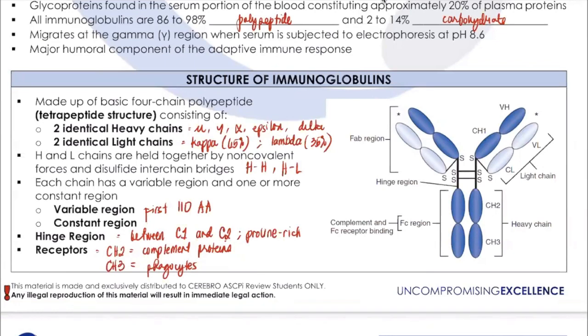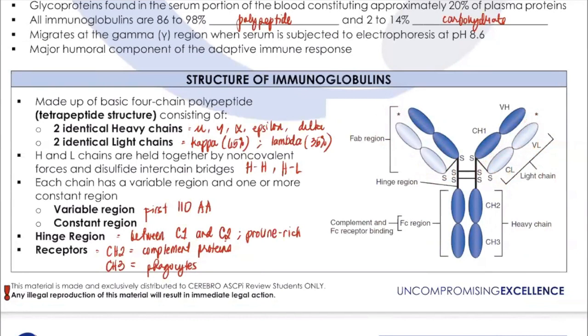Okay? So take note, I'll emphasize again, our antibody is a tetrapeptide structure. It is composed of 2 heavy and 2 light chains. Our light chains have two domains. This is the light chain. Its two domains are the variable light and the constant light.